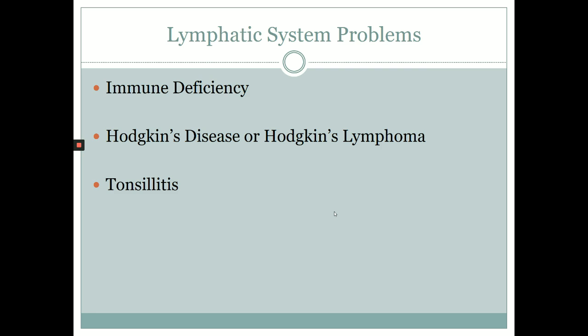Then we have Hodgkin's disease or Hodgkin's lymphoma. This is a cancer of the lymphatic system. Then we have tonsillitis. This is when there's infection in the tonsils. Now, the tonsils we'll talk about in the next section when we talk about the respiratory system. But the tonsils help clean the air that is breathed in through the mouth. When these are infected a lot, they may have to be removed. This usually happens in children more than adults.